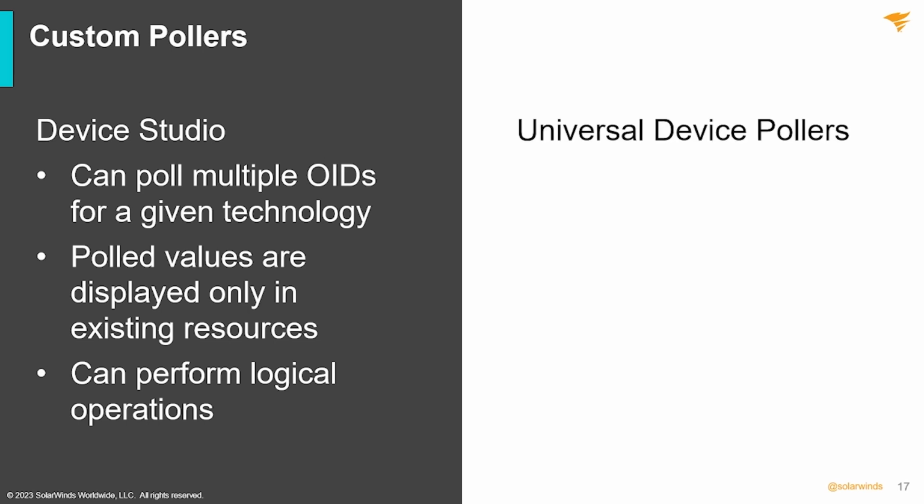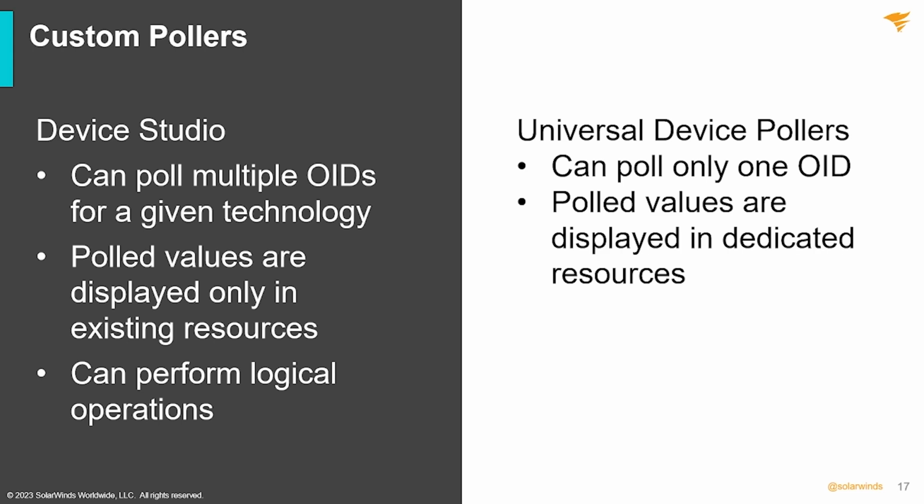So the other tool, or the original tool, is called Universal Device Pollers, or UNDP. That's the second method. You can find this in the SolarWinds program files folder and it is independent of the web console. You must RDP to the application server to use this tool. UNDP can poll only one OID. Polled values are displayed in dedicated resources in the web console. They cannot be placed in existing ones. And it can also perform logical operations.